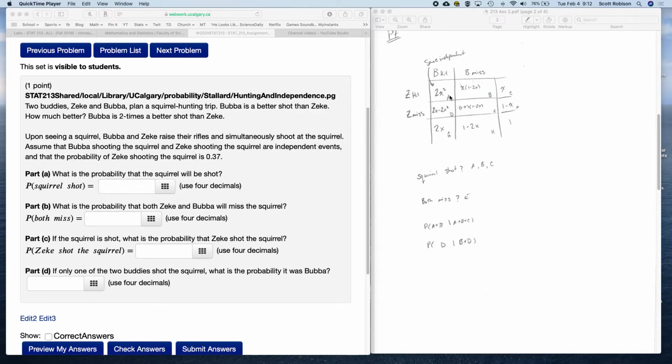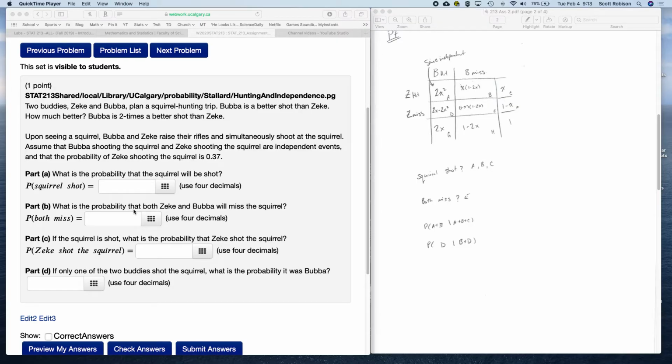Here, in this particular intersection, this is where we're saying the squirrel got shot twice, once by Bubba, once by Zeke. Here, this is the probability that Zeke will hit the squirrel, but Bubba will miss. Here's where Bubba will hit the squirrel, but Zeke will miss. And here is where both hunters miss the squirrel. So when you're asking what's the probability that the squirrel will be shot, it gets shot exactly once here by Bubba, but not by Zeke, twice here by Bubba and Zeke, and once here by Zeke, but not by Bubba. So here, A plus B plus D should end up being the probability that the squirrel gets shot.